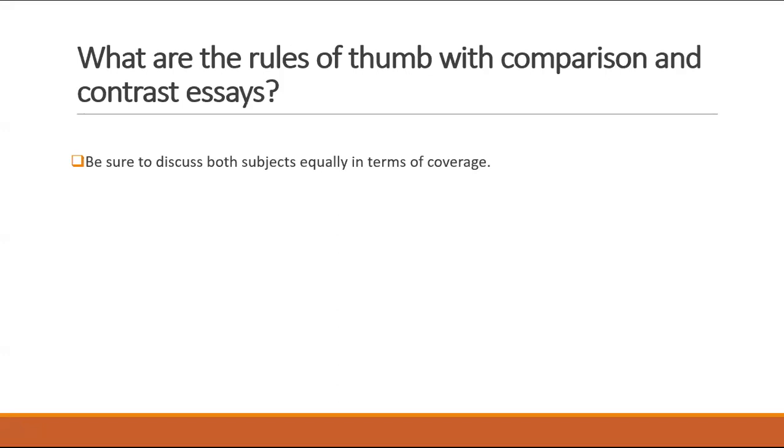Okay, the rule of thumb: be sure to discuss both subjects equally in terms of coverage. As we have discussed earlier, whatever we are doing, there should be a balance between the content that we are trying to give to the readers. For example, if we talk about two qualities of a certain subject, we will talk about the same two qualities about the other subject. Okay, it's not like random qualities.